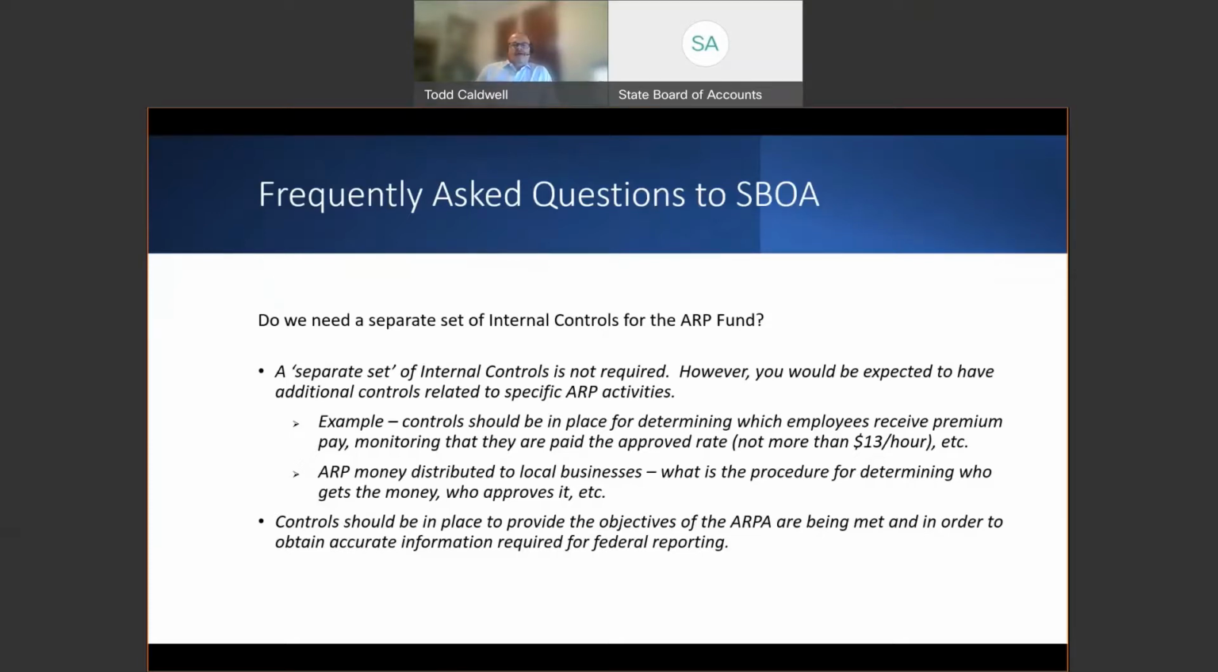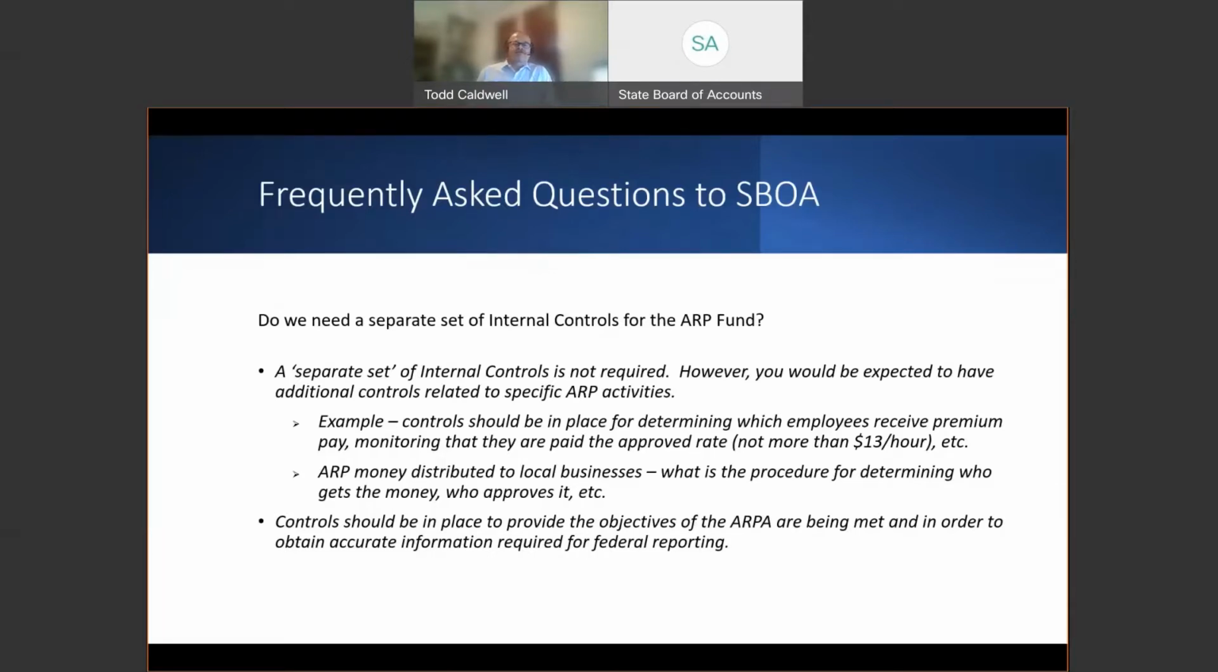Or if you're dispersing ARPA money to local businesses or not-for-profits, what's your procedure for determining who's going to get that money? Is there an application process? Who's going to approve that? Who's going to monitor to see that if business A gets $5,000, how are we going to ensure that they got $5,000 instead of $55,000?